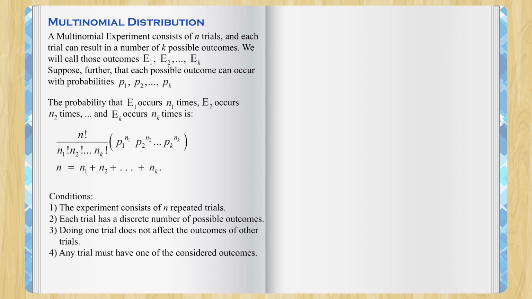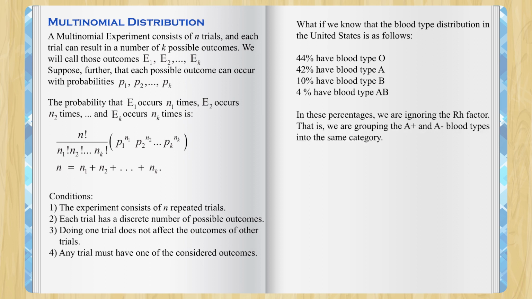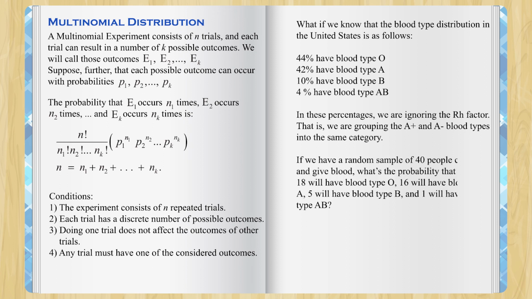Let's look at an example using the multinomial distribution. What if we know that the blood type distribution in the United States is as follows. 44% have blood type O, 42% have blood type A, 10% have blood type B, and 4% have blood type AB. In these percentages, we're going to ignore the RH factor. That is, we're grouping A positive and A negative blood types into the same category. Now let's take a look at an example. If we have a random sample of 40 people come in and give blood, what's the probability that exactly 18 will have blood type O, 16 will have blood type A, 5 will have blood type B, and 1 will have blood type AB?